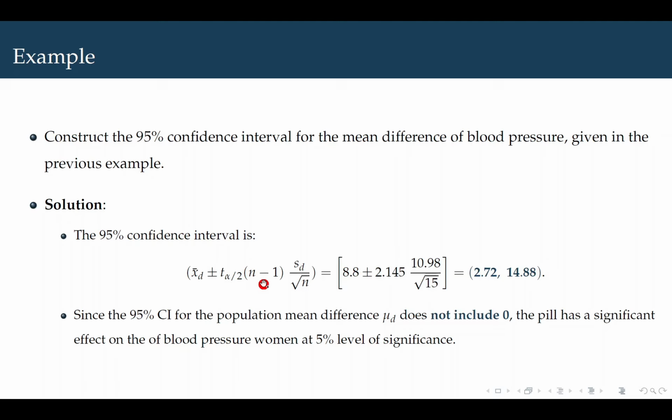Now the sample size is 15, which is small. Therefore, this critical value should be based on the t distribution. Then times the standard deviation of the differences over root of the sample size. This is just 8.8 plus or minus 2.145 times 10.98 over root of 15.